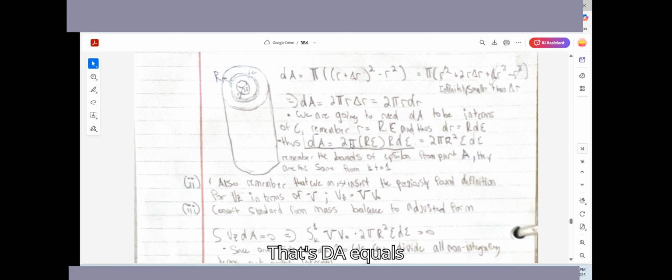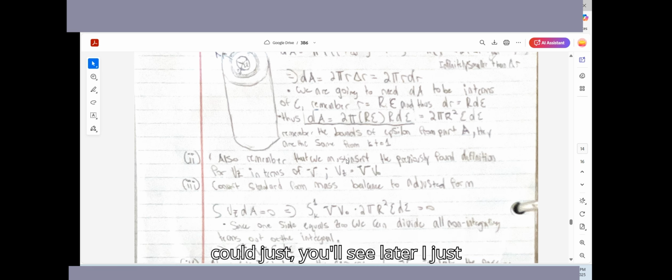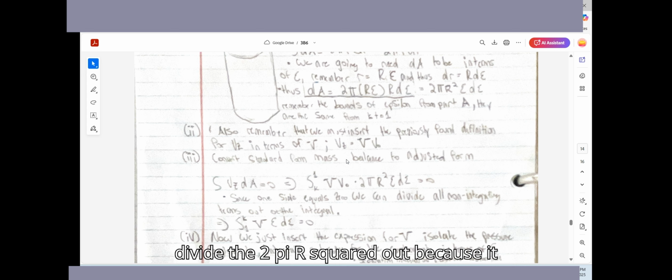Thus dA equals this, and then 2 pi r squared epsilon d epsilon. And again, the only thing that really matters is this epsilon here. You'll see later, I just divide the 2 pi r squared out because one side equals 0, so you could just divide it out.